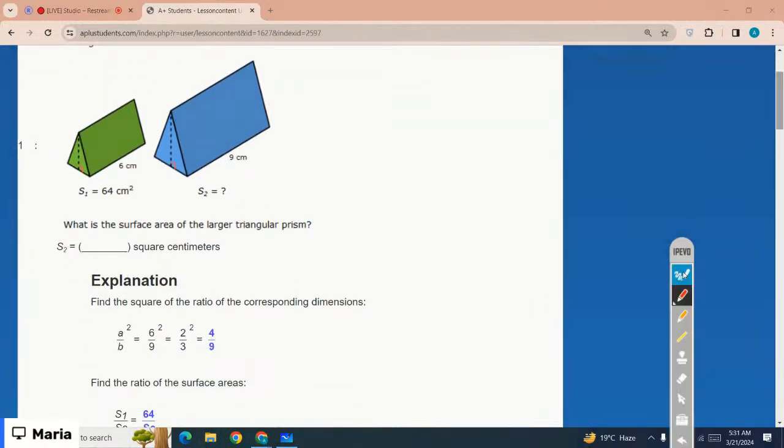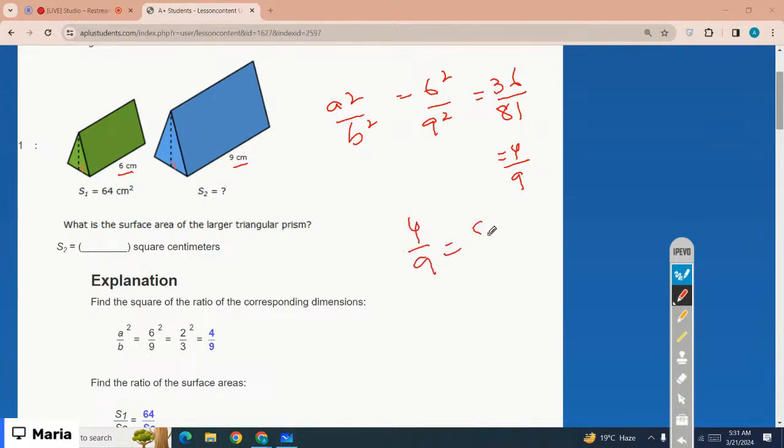So when you have to find the area of the triangular prism, you have to calculate the square of the similar sides, right? a squared divided by b squared is 6 squared divided by 9 squared, that is 36 over 81, right? So 9 times 4 is 36 and 9 times 9 is 81. Now just find the ratios of the area, right? So 4 over 9 equals S1 divided by S2. 4 over 9, S1 is 64.